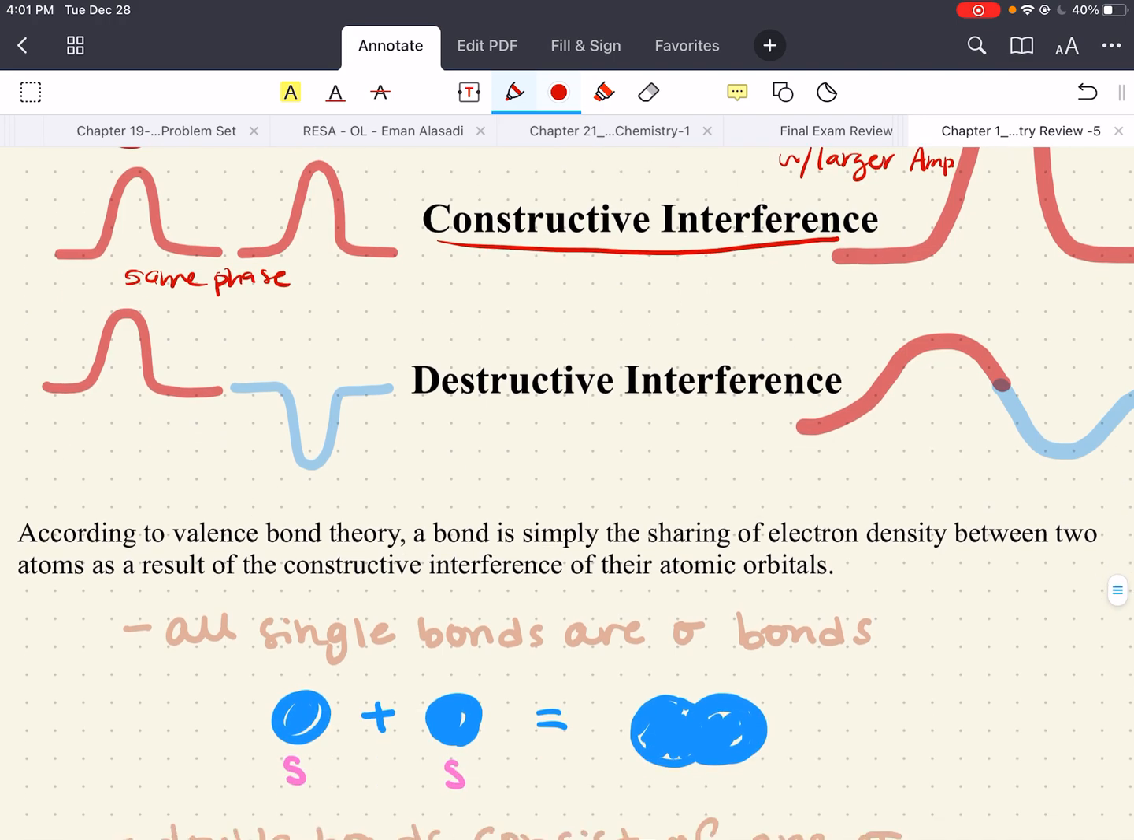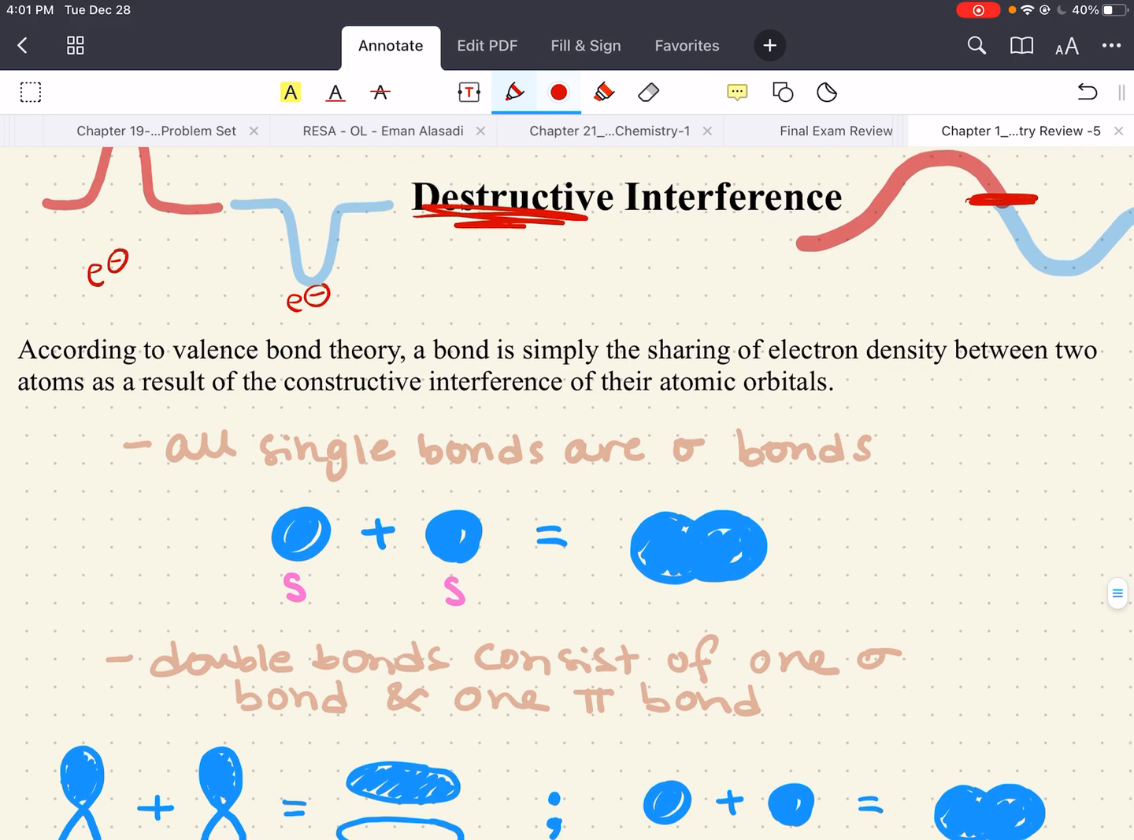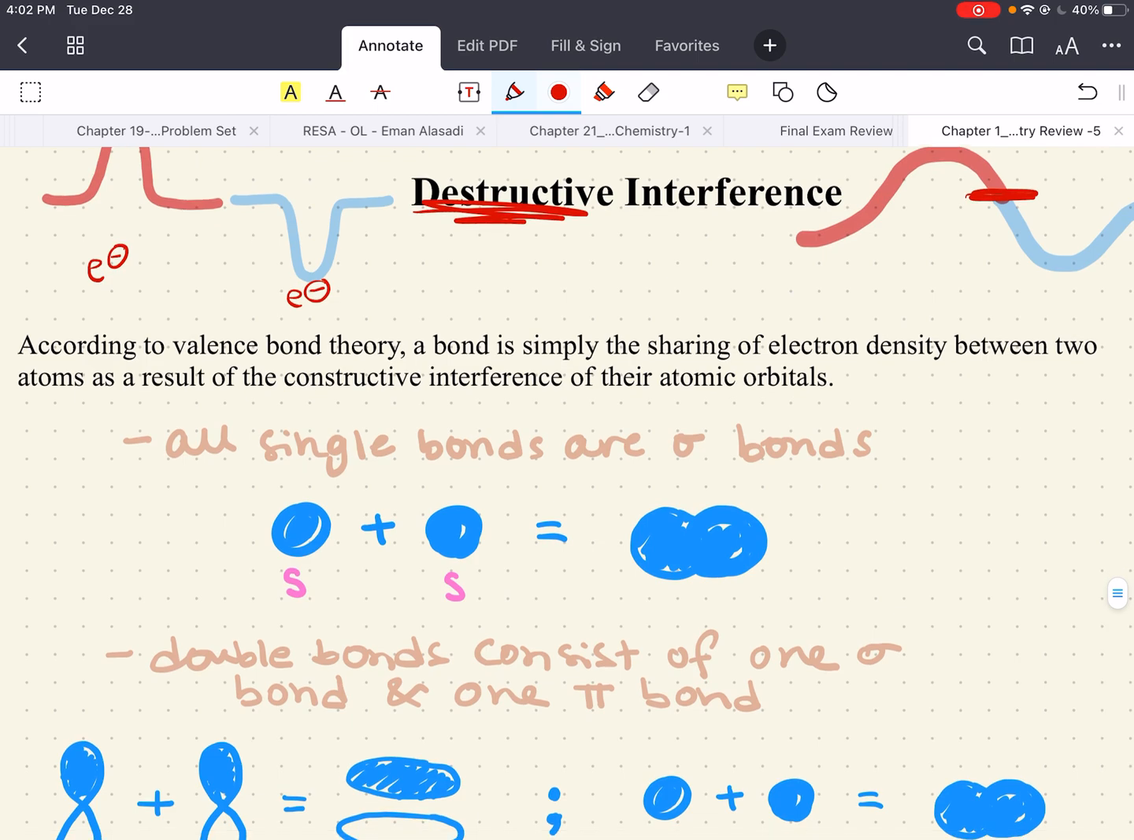Now, destructive interference occurs when the two waves of the electrons are not in the same phase, and so instead they interfere destructively, and what that creates is a wave with a node. All right, so this is really important. According to valence bond theory, a bond is simply the sharing of electron density between two atoms as a result of the constructive interference of their atomic orbitals.